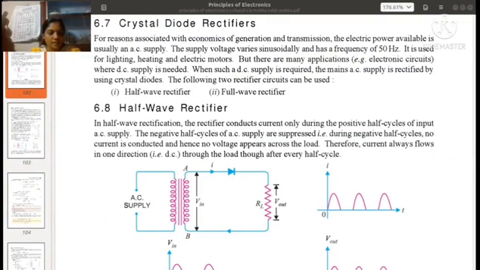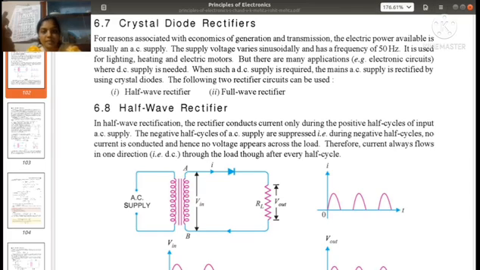So in the last class we were discussing the basics of electronics, that is semiconductor physics, which includes what semiconductors are, different types of semiconductors, p-n junction, diodes, etc. Today we will discuss rectifiers. So the diodes can be used as rectifiers.